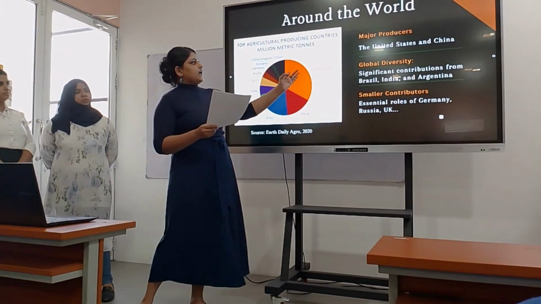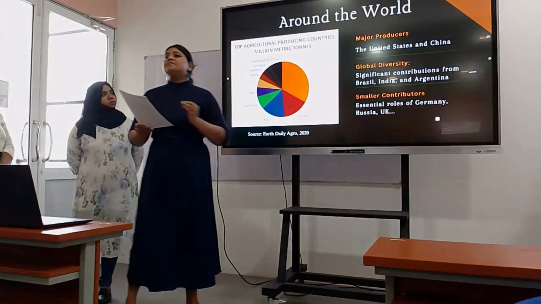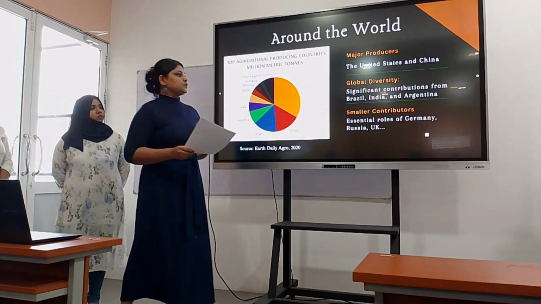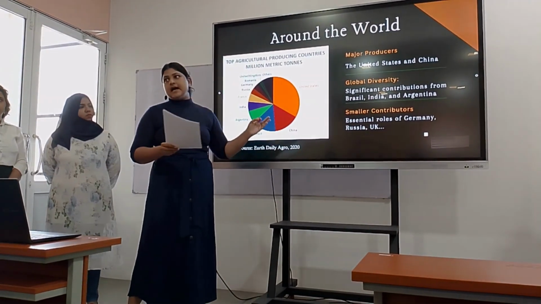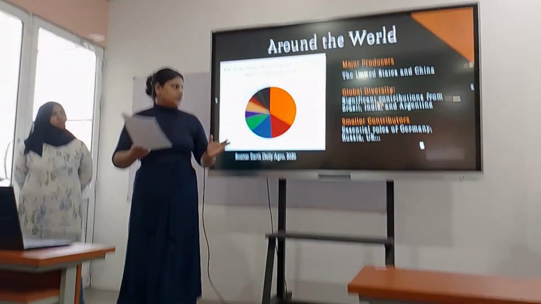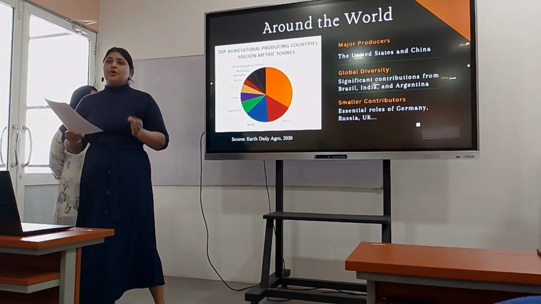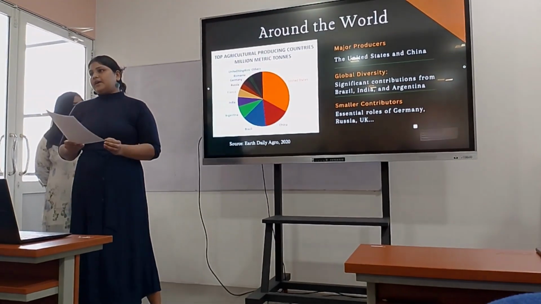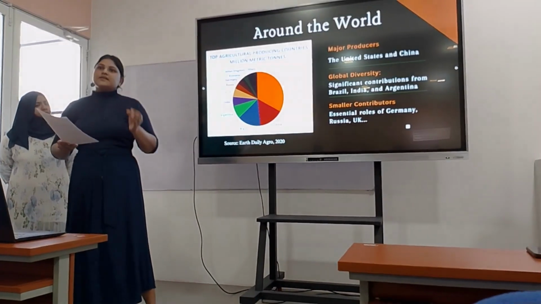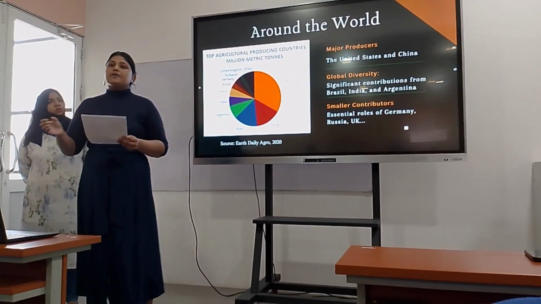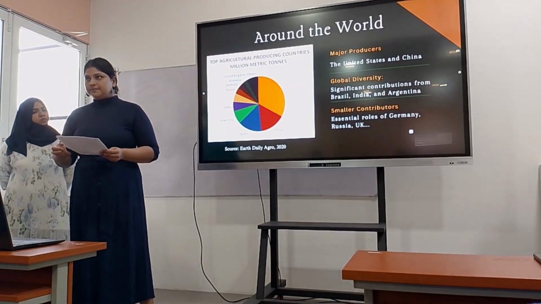Countries like the United States and China are the major agricultural producers in the world, with significant contributions from Brazil, India and Argentina. Additionally, Germany, Russia and the UK also play important roles in the global agricultural industry. This global perspective helps us to understand the broader context of the agricultural industry around the world.